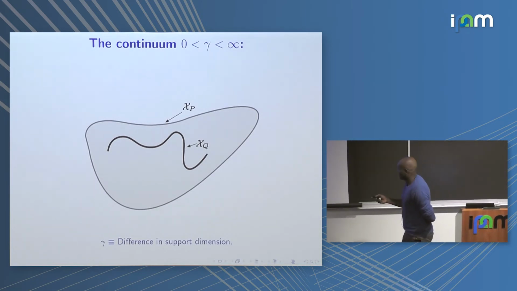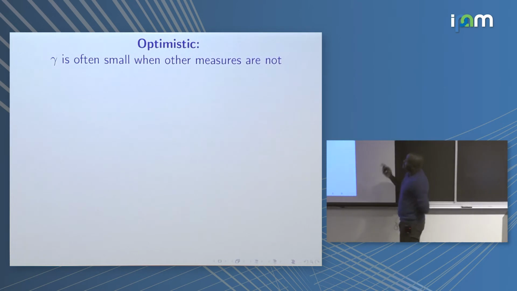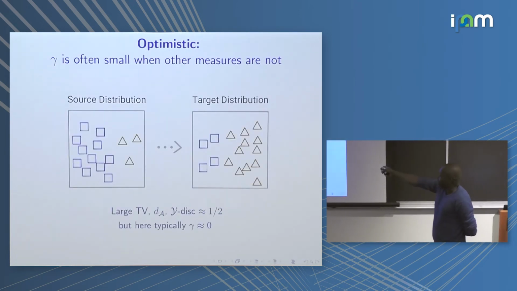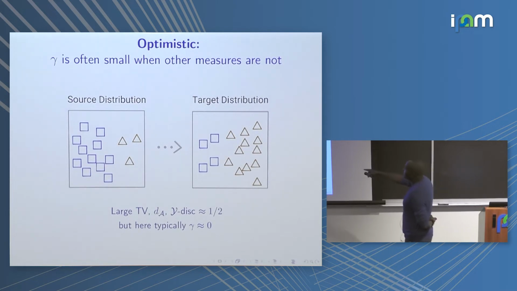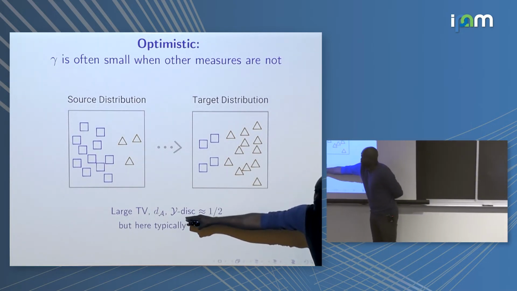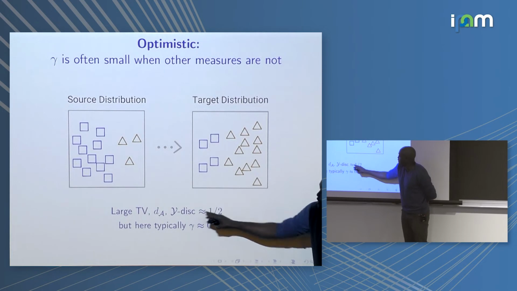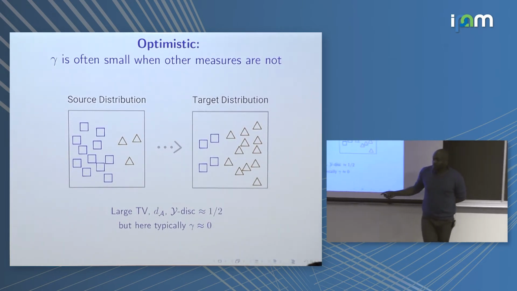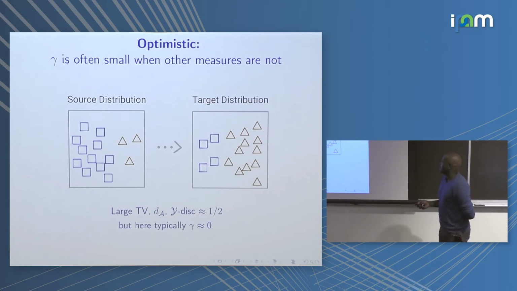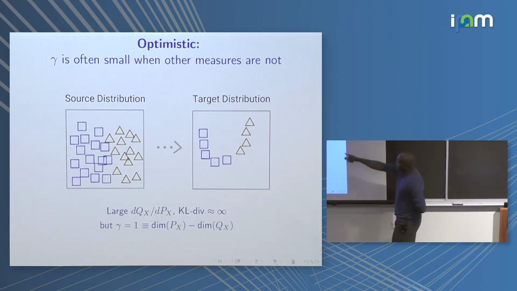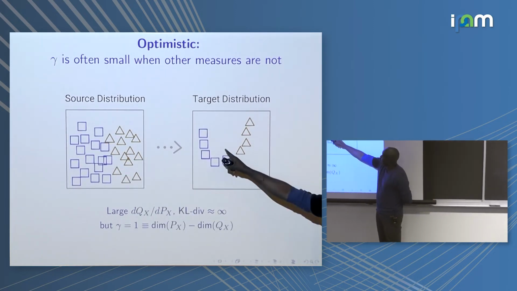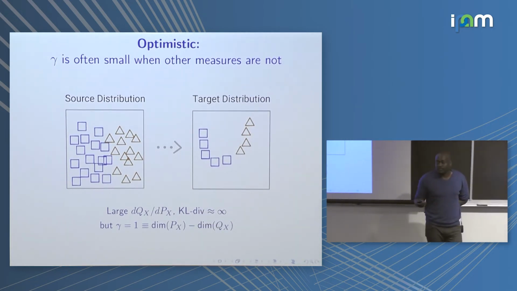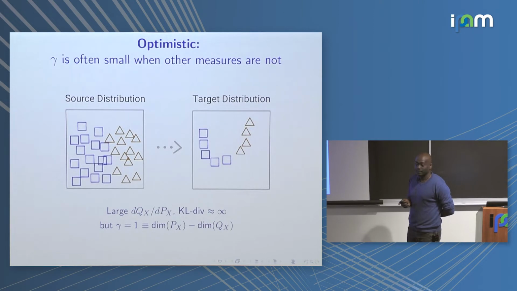All right. So gamma is much more optimistic than the previous notions. So back to these examples here. In this example, where I could make total variation and extensions thereof close to 1/2, gamma will remain typically 0. In this other example, gamma is exactly 1, and remains very small in this other example.